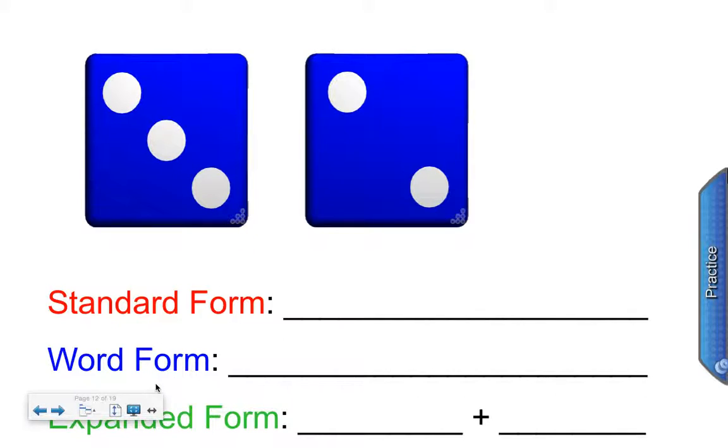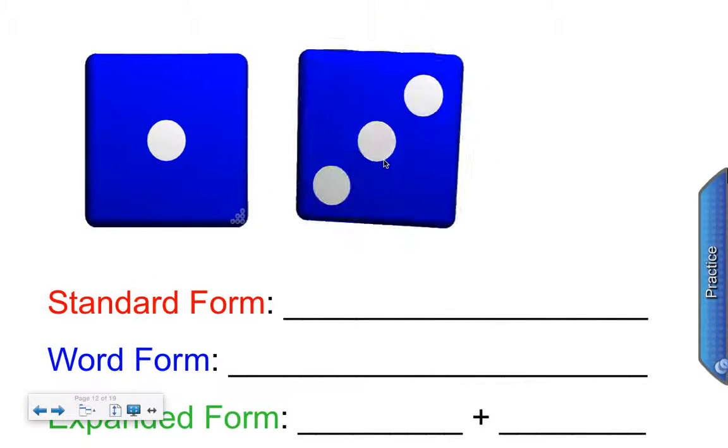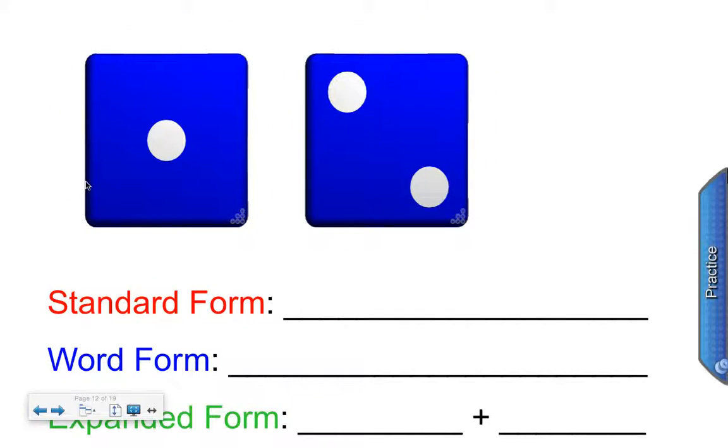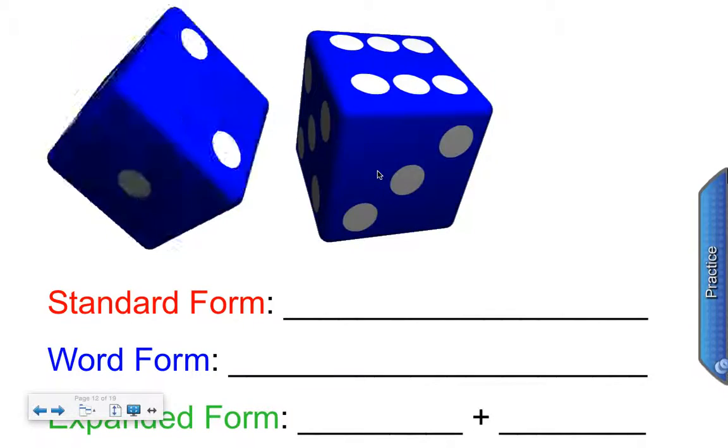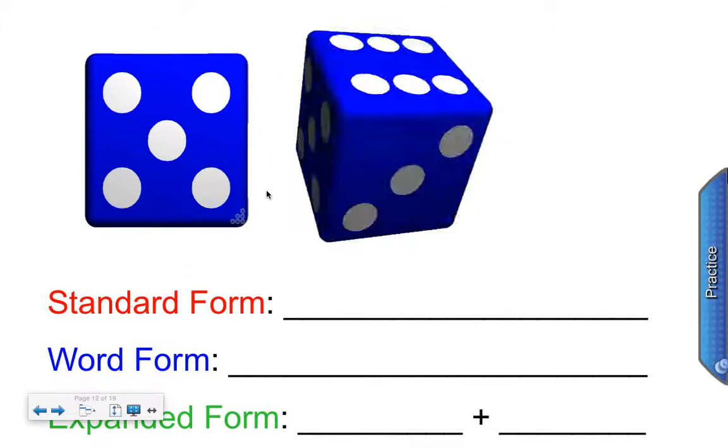And then another example for all 3 forms, to help the students, you can just roll the dice, and then it's 12, so they would write the standard form, the word form, and the expanded form of 12. And you could just keep going until you think all your students have an understanding.